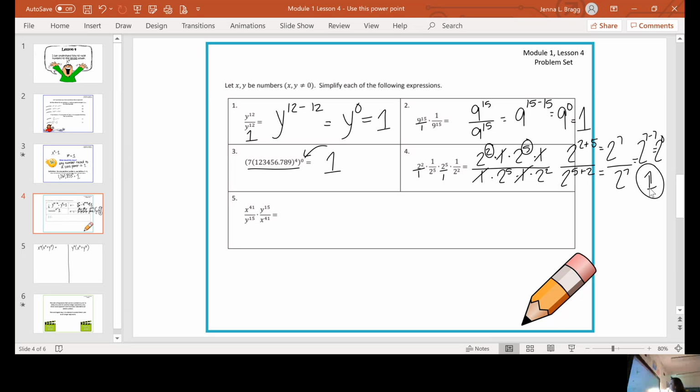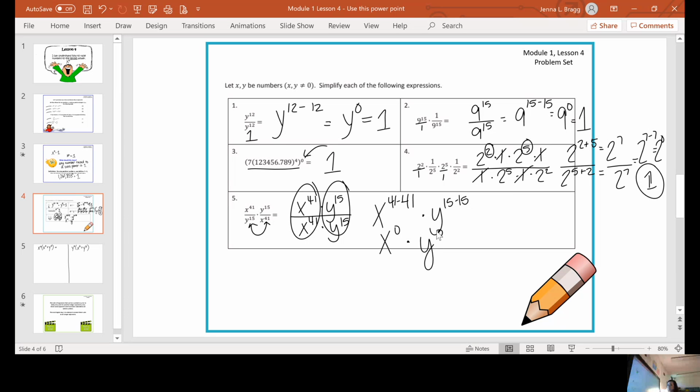Okay. And the last one, if I have x to the 41st times y to the 15th, the commutative property at the bottom tells me that I can swap those out. And it's the same thing. So x to the 41st times y to the 15th. Now I divide my like terms. I would get x to the 0 power times y to the 0 power. 1 times 1 is 1.